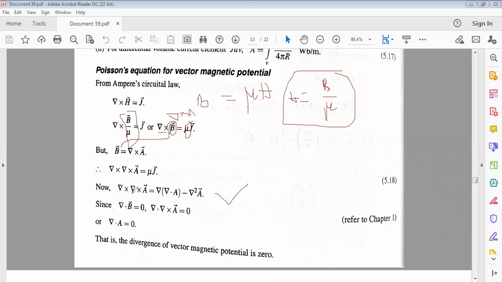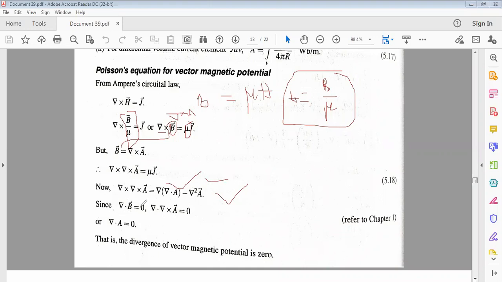According to the vector identity, del cross del cross A equal to del of del dot A minus del square A. This is the vector identity. Just like curl and divergence on the same quantity, del cross A equals del of del dot A minus del square A.